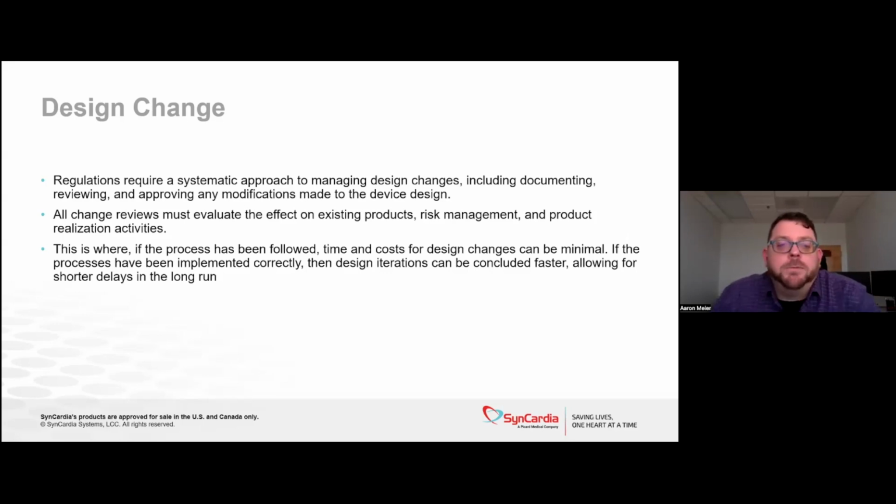Because again, it all comes back to doing things in a systematic way. And the system works. If you follow the design control system, you'll get a good output if you have good inputs. Bad inputs get bad outputs. So that's why, again, always follow the process.